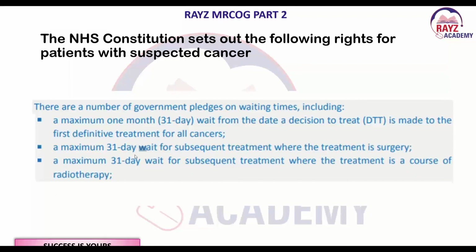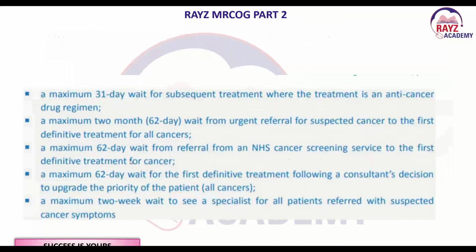A maximum of 31 days wait for subsequent treatment when the treatment is surgery. Once you have given the surgery and you want to give chemotherapy now, it should be given within 31 days. A maximum of 31 days wait period for subsequent treatment when the treatment is a course of radiotherapy. So any subsequent treatment should be given within 31 days. A maximum of 31 days wait period for subsequent treatment when the treatment is an anti-cancer drug regimen.